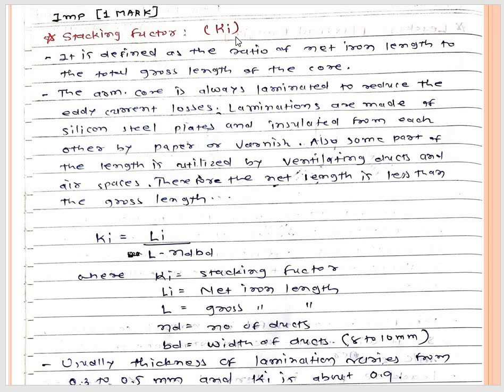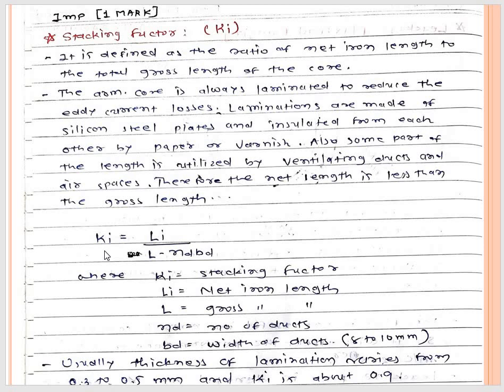In the iron length, there are ventilating ducts, and also the stampings of the core are laminated with varnish. So the net iron length is less than the gross iron length due to the varnish or paper present as insulating material between the two stampings, and the ventilating ducts. So it is given by Ki.